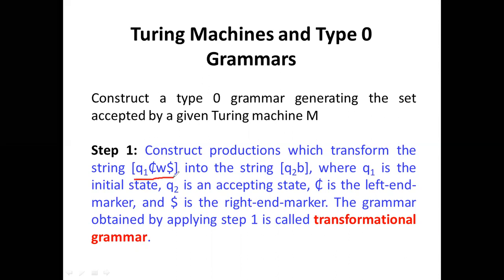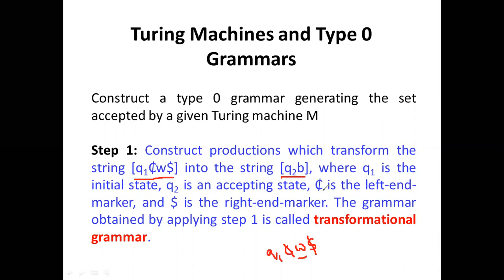left end marker, W, right end marker. Suppose W is your string, with the left end marker and the right end marker here. Q1 is the initial state, and Q1 will read this W, so that's why the string is like this. Then construct the productions which transform that string into the string Q2B, where Q2 is a final state and B is a blank. So Q1 and Q2 are the initial and the accepting state respectively.